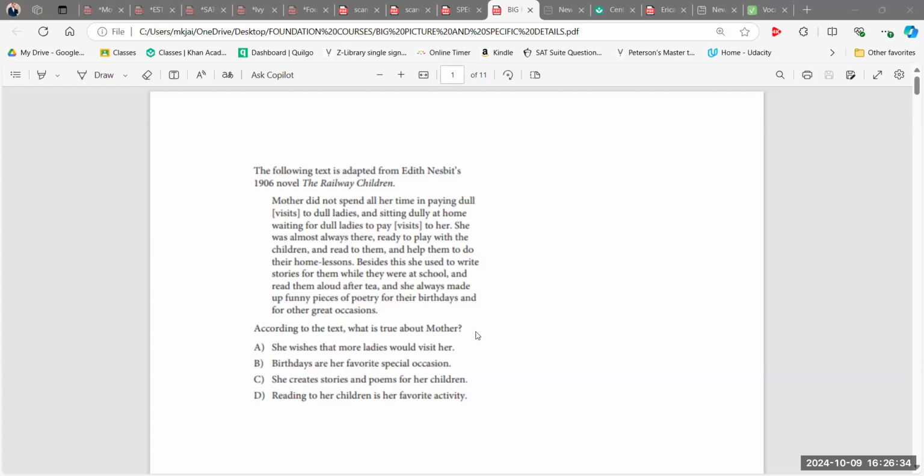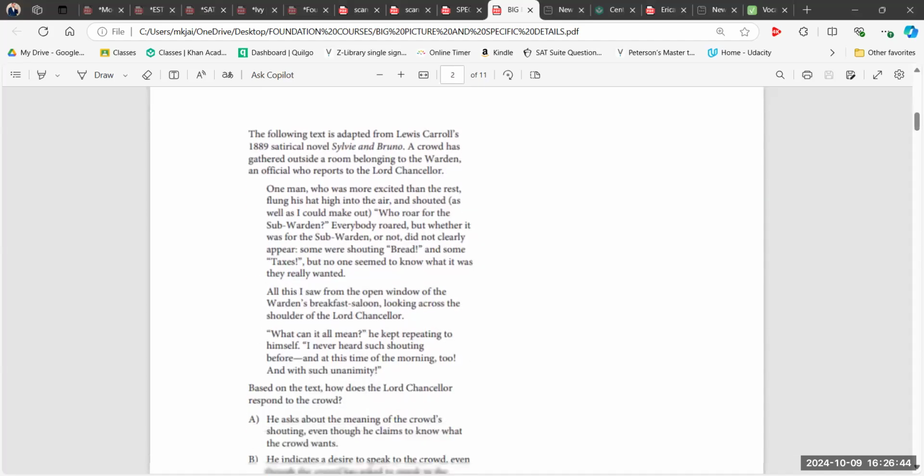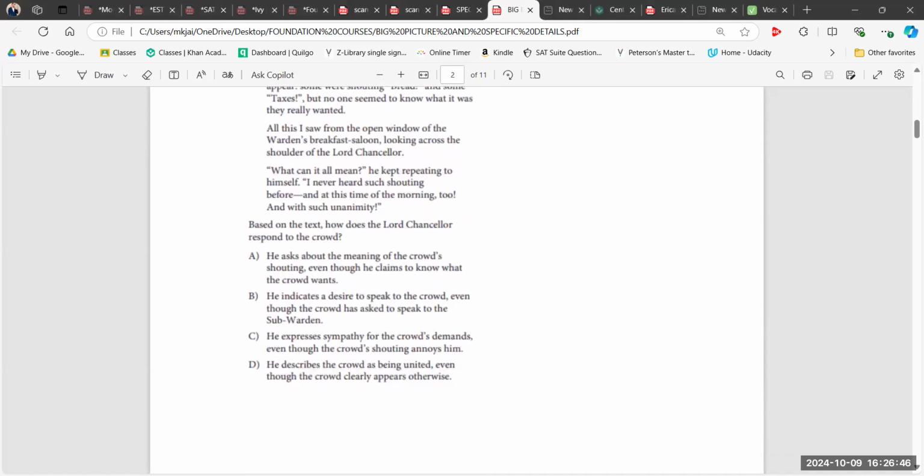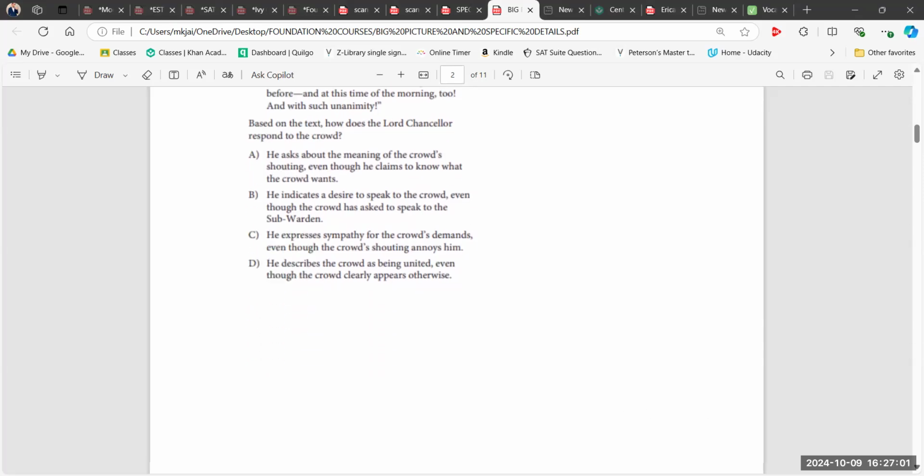What is true about mother? Is that a main idea or a specific detail within the text itself? Specific detail. Okay, so that's a specific detail. What about this one? How does the Lord Chancellor respond to the crowd? Main idea or specific detail? What do you think? Yeah, a specific detail also in the text.